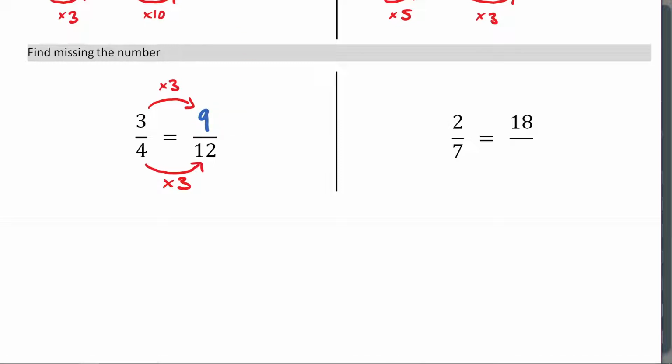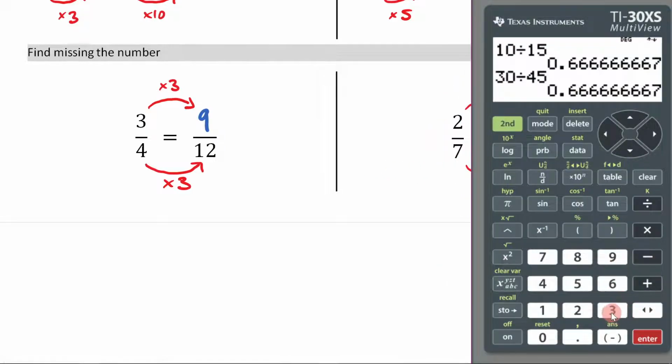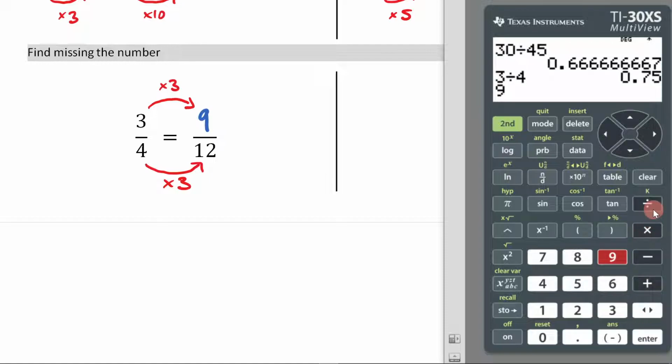Then I'll come over here and ask, how am I going from 2 to 18? Well, 2 to 18 is times by 9. So that means I'm going to times it by 9 down the bottom. What's 7 9s? 7 9s are 63. So that is there. Again, just to really show you what's happening here, if I come to my calculator and ask what is 3 on 4? 3 divided by 4 is 0.75. What's 9 divided by 12? 0.75. They're equivalent. That is what we're doing here, people.